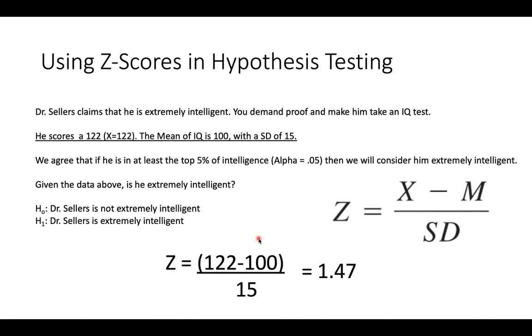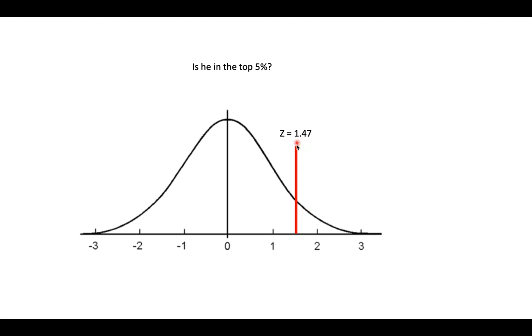Let's do the math. The math is simple, right? 122 minus 100 divided by 15, plug and chug, gives me a z-score of 1.47. So what this 1.47 means is that my IQ of 122 is 1.47 standard deviations above the mean of IQ. So if we fit me to that curve, I'm right here. We go 1 standard deviation above the mean, and then basically 1.5, 1.47, right? 1.47 standard deviations above the mean.